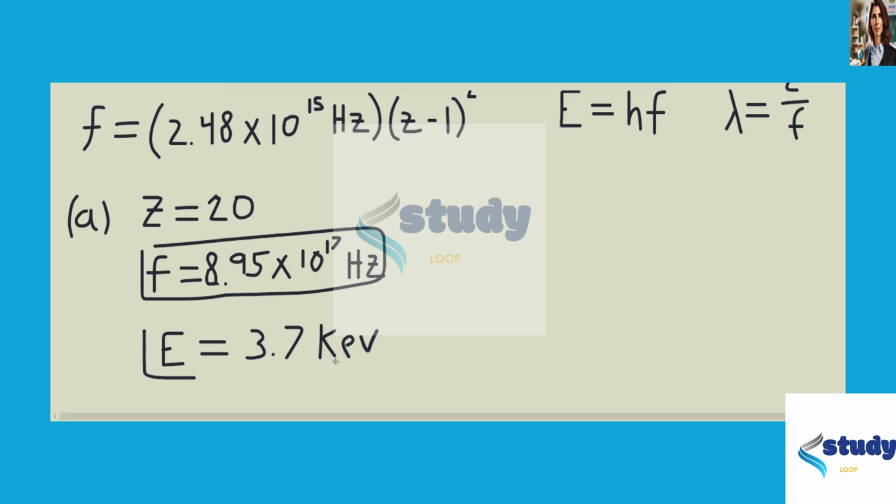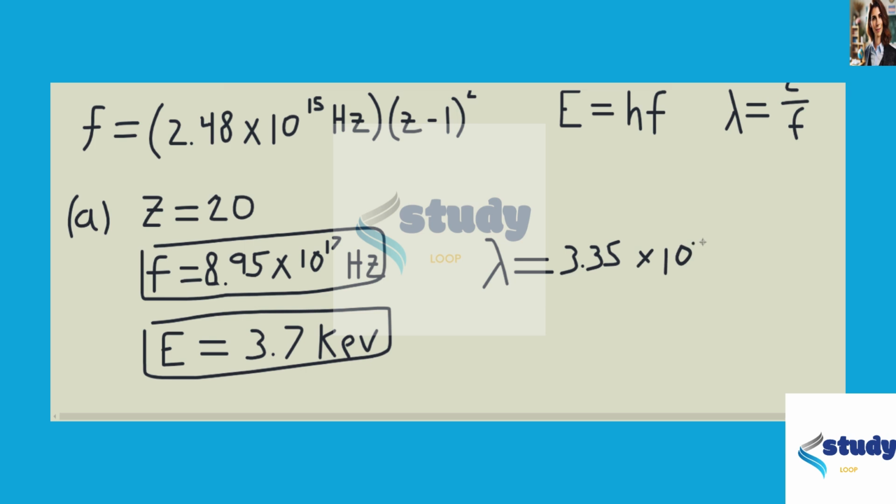And we can also calculate the wavelength from the frequency, since wavelength lambda is the speed of light divided by the frequency. The speed of light is 3 times 10 to the 8 meters per second. So this gives us 3.35 times 10 to the minus 10 meters. We box that in as our solution for the first part.